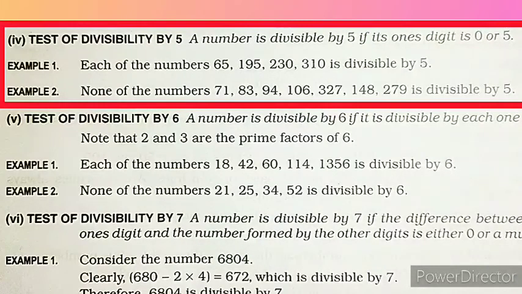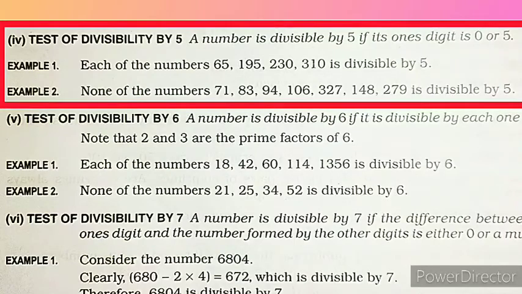Coming to the test of divisibility by 5, the rule is: a number is divisible by 5 if its ones digit is 0 or 5. If the last digit is either 0 or 5, then the whole number is divisible by 5. Here in example 1, the numbers 65, 195, 230, 310 all have either 0 or 5 in the ones place. So these numbers are divisible by 5.